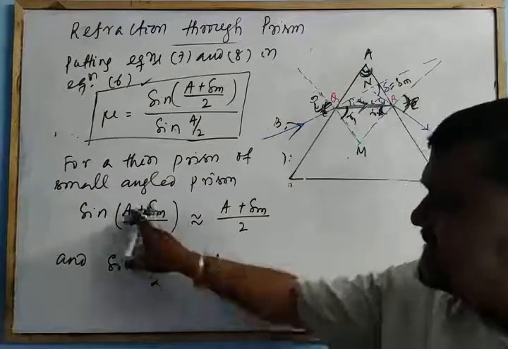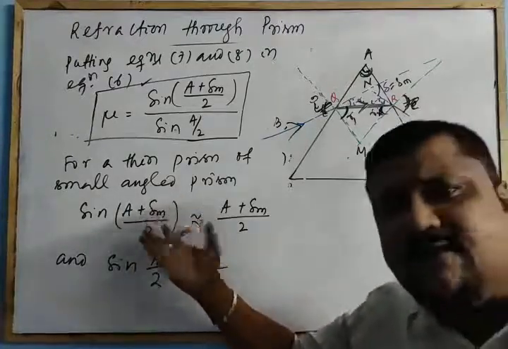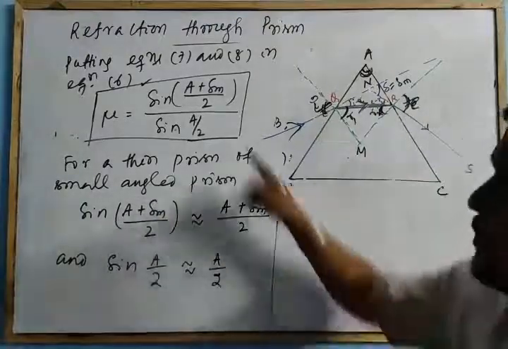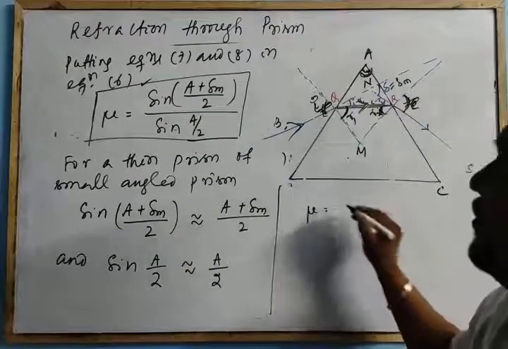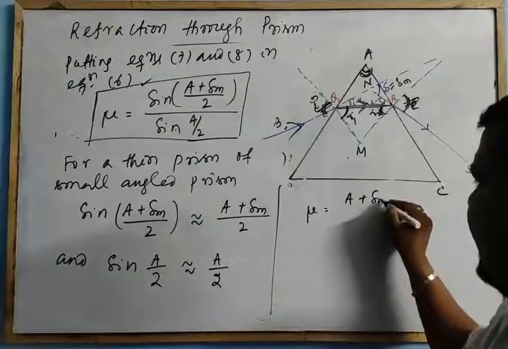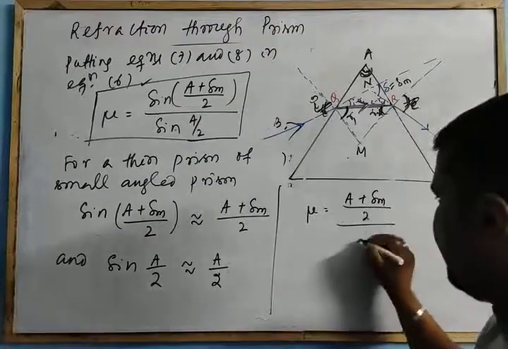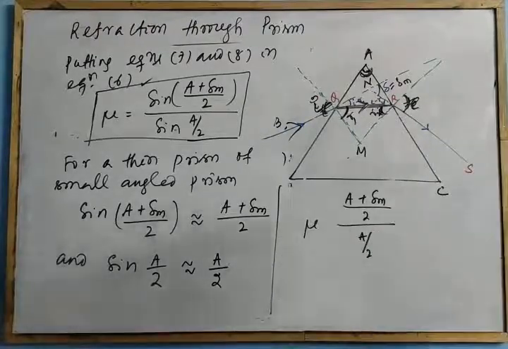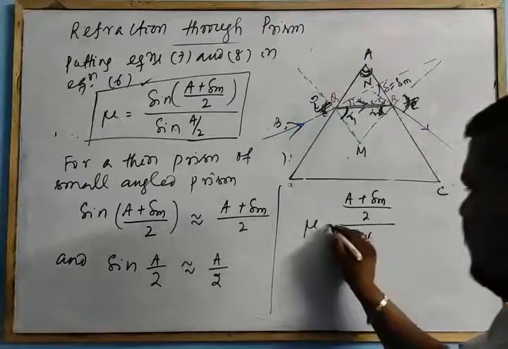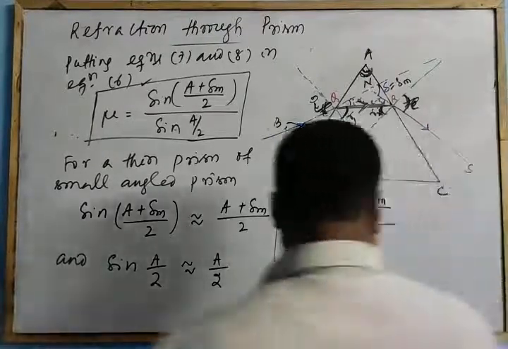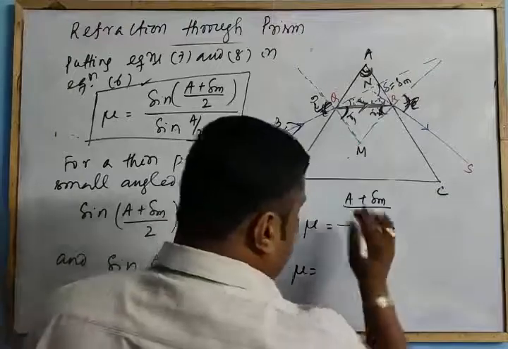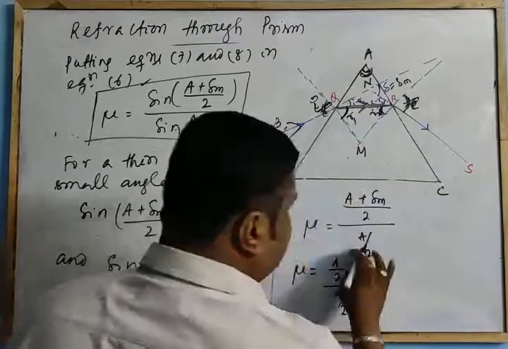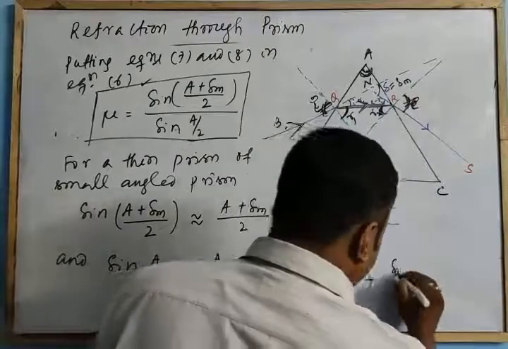A is small, and since delta, the angle of minimum deviation, is also small, sin theta is equal to theta. Then if you put that, mu is equal to (A plus delta m) by 2 divided by A by 2. That is your mu. Clear? Or I can write mu is equal to A by 2 plus delta m by 2, divided by A by 2.